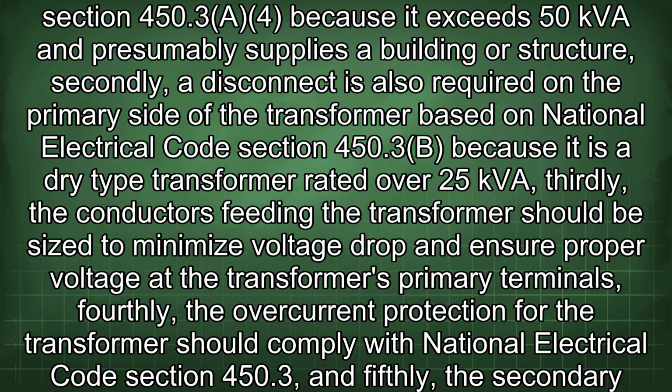Secondly, a disconnect is also required on the primary side of the transformer based on National Electrical Code Section 450.3(B) because it is a dry-type transformer rated over 25 kVA. Thirdly, the conductors feeding the transformer should be sized to minimize voltage drop and ensure proper voltage at the transformer's primary terminals. Fourthly, the overcurrent protection for the transformer should comply with National Electrical Code Section 450.3.